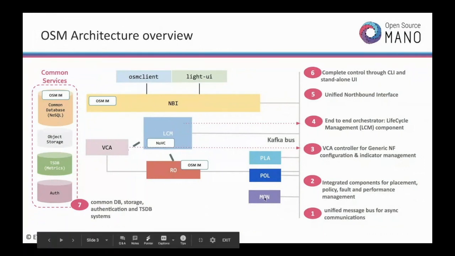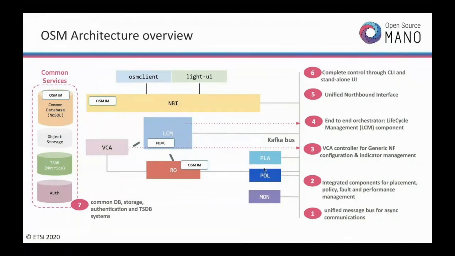We have the policy manager, which takes actions after some state. For example, it can provide automatic scaling in or scaling out of network functions after a metric has passed a threshold, or can just throw an alarm whenever a metric has reached some level.